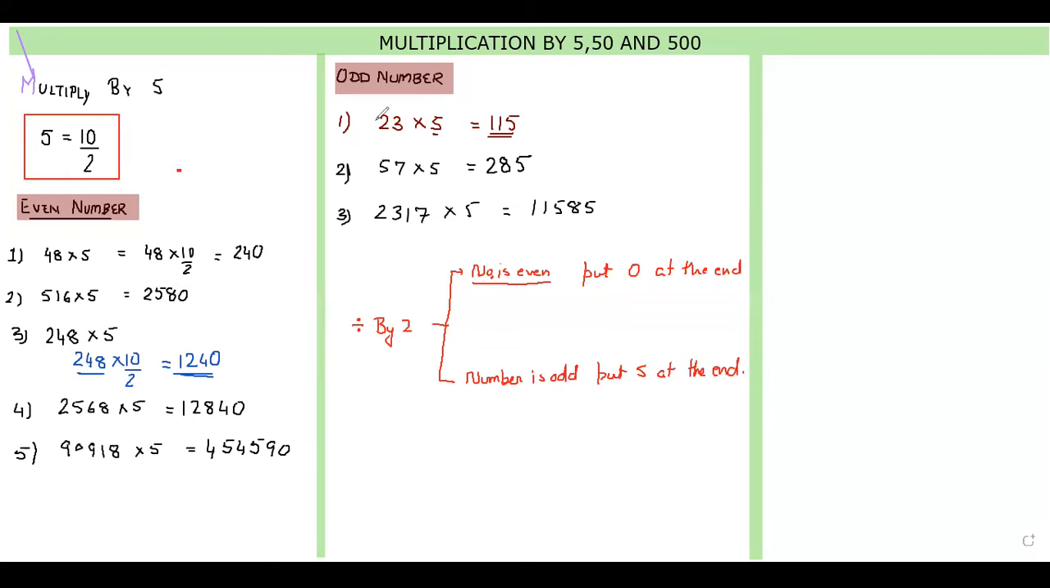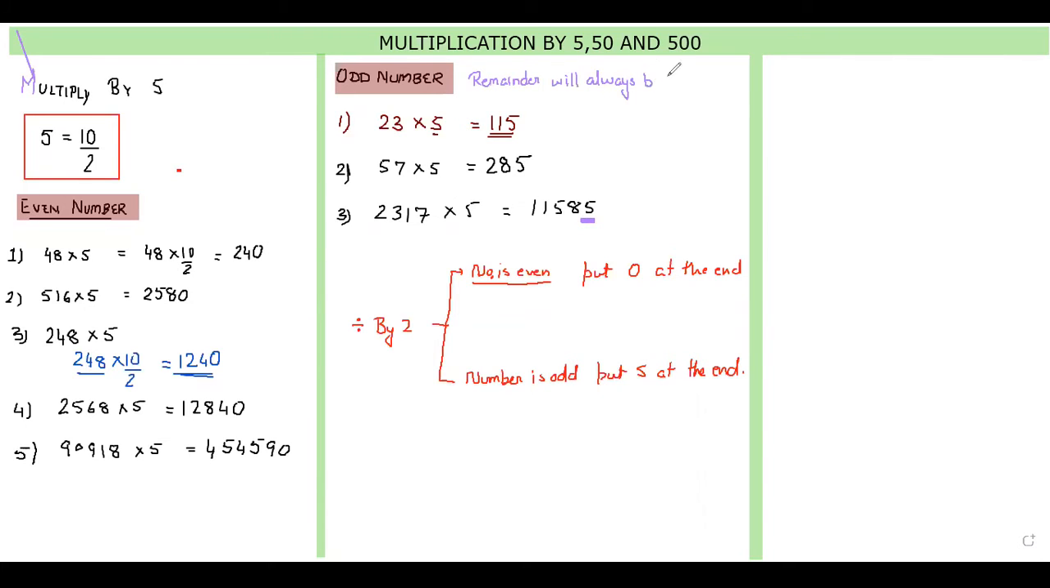Got it? Yes, sir. In the third one, when you divide it by 2, you divide all the digits. Then after that, when there is a remainder, only then you should keep 5. If there is no remainder, then you keep 0. Whenever an odd number is divided by 2, you will always get a remainder of 1.